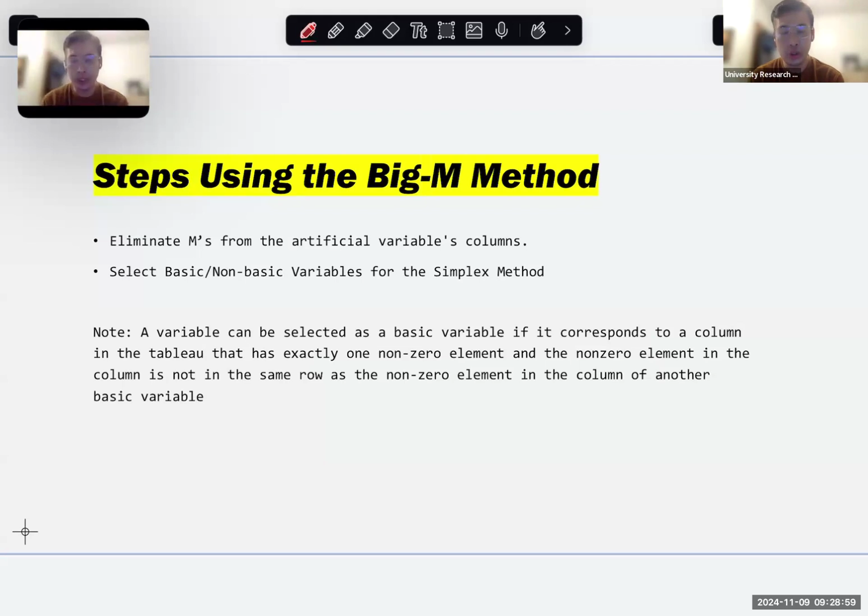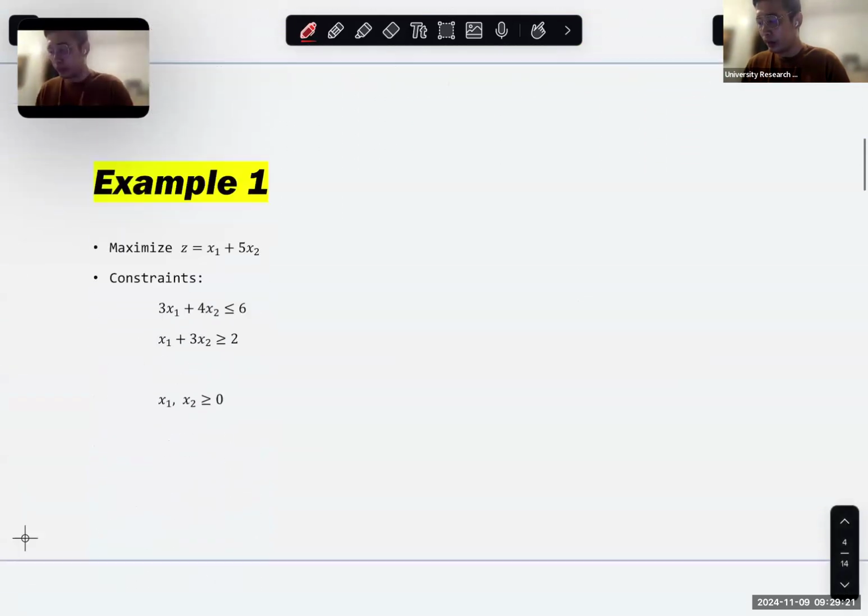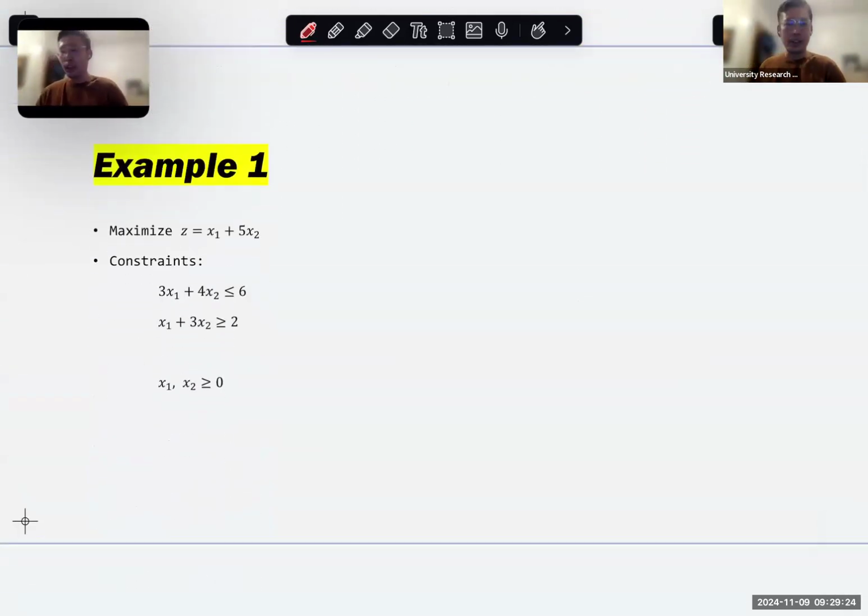So once we have shown the solution for our first problem and decided on our basic and non-basic variables, that's the time that we use the simplex method. Just as we solved with the simplex method, we do the same. It's not a right-away application, so it's just a simple example, because the solution of the Big M method is quite long.